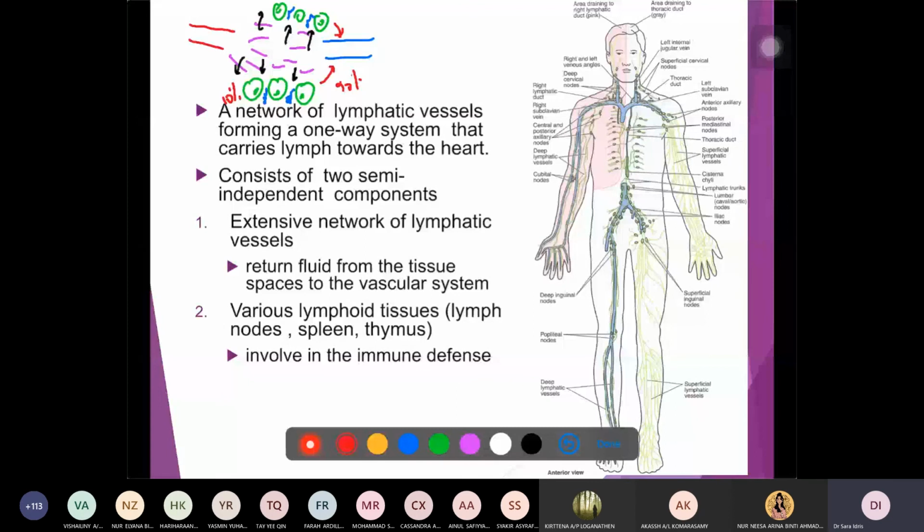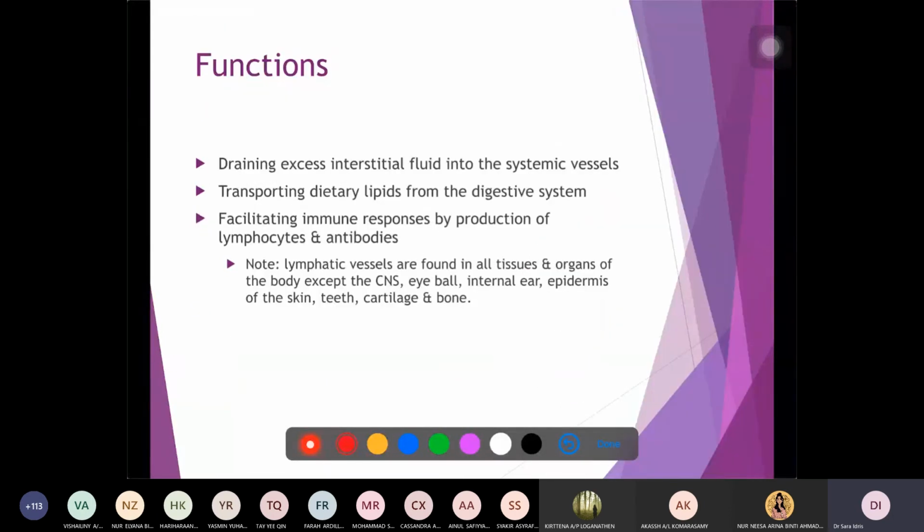So the lymphatic system will help to return the excess interstitial fluid back into the systemic circulation. Okay, they do this by having two components. One is the lymphatic vessels, and one is actually involved in your immune defense, which is your lymph nodes. So the function of your lymphatic system is to drain excess interstitial fluid back into the systemic vessels.